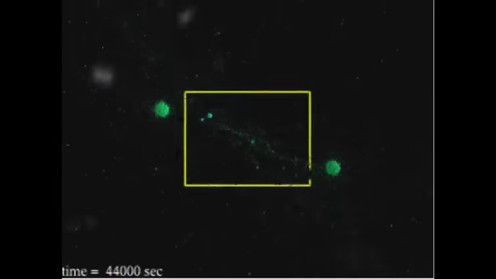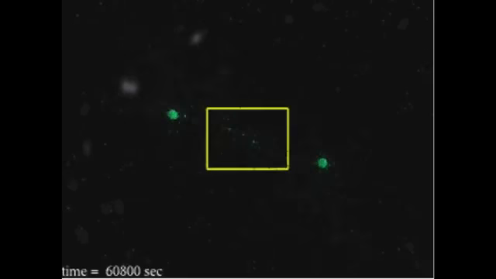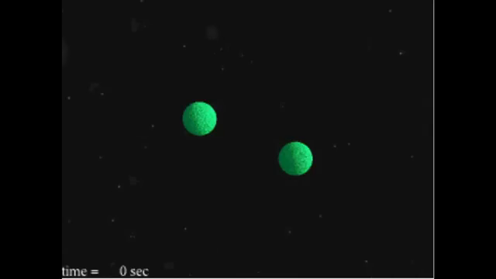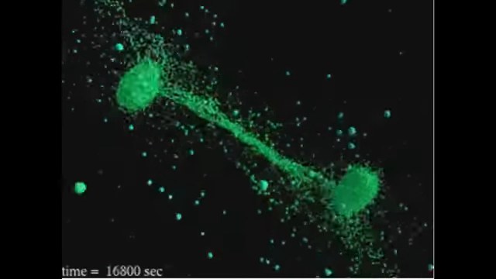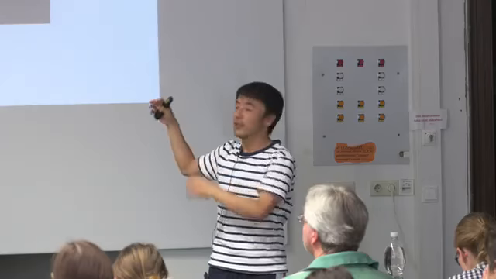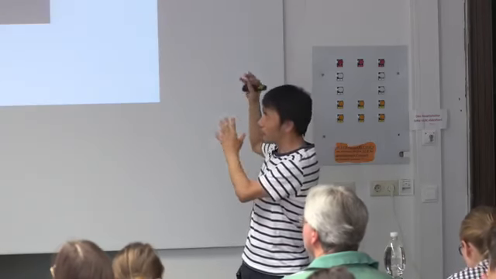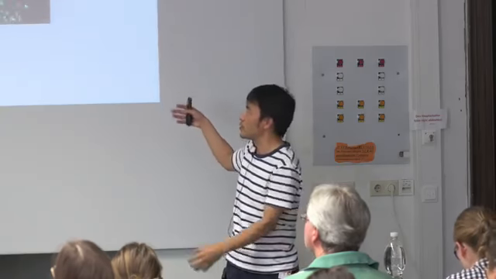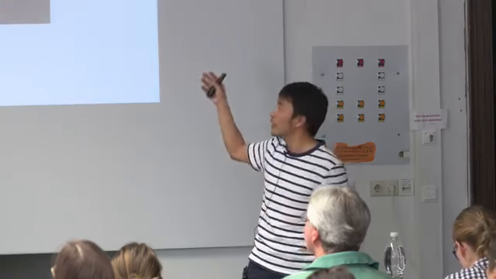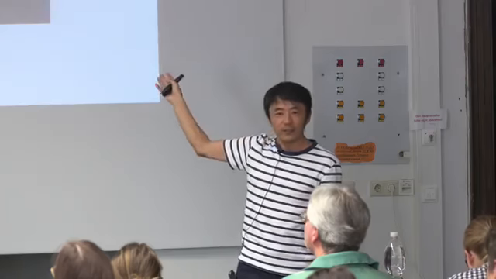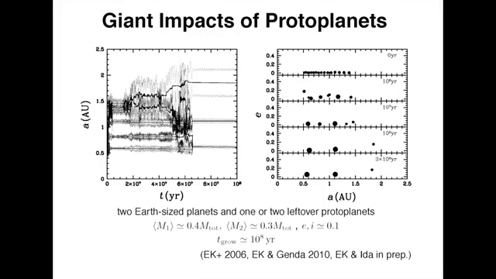In my N-body simulations, we derived the condition for the merging of embryos as a function of impact parameters and the mass ratio of two bodies. From the numerical SPH collision simulations, we derived the conditions, and we use them in N-body simulations. And let's see the orbital evolution.